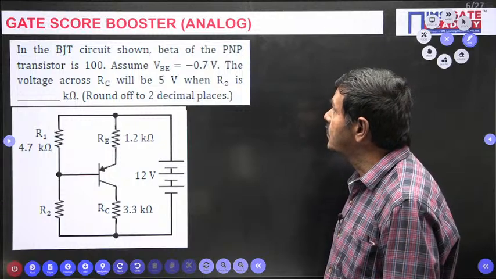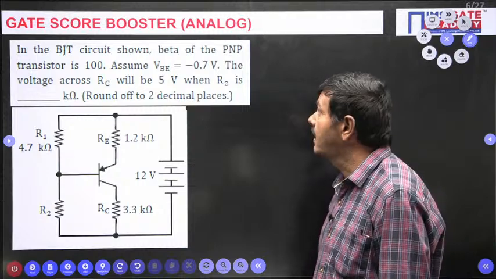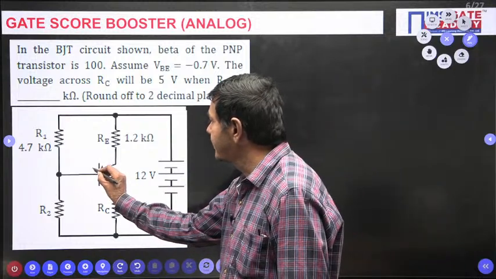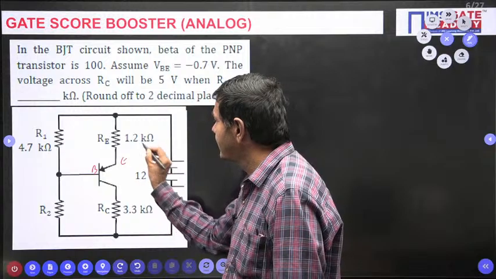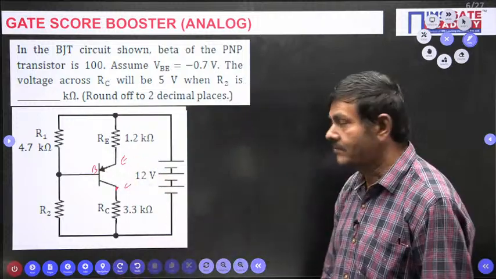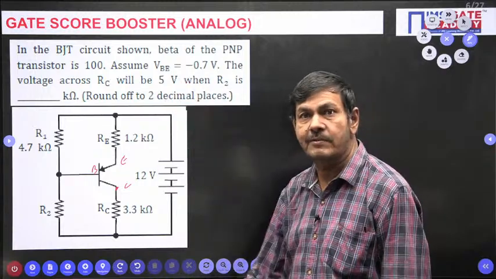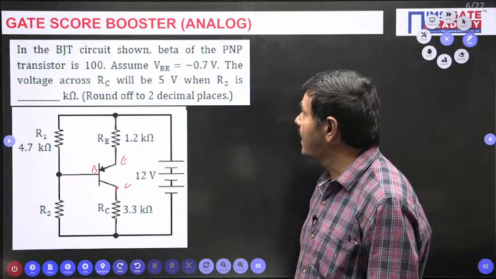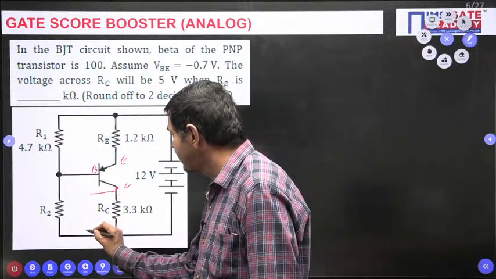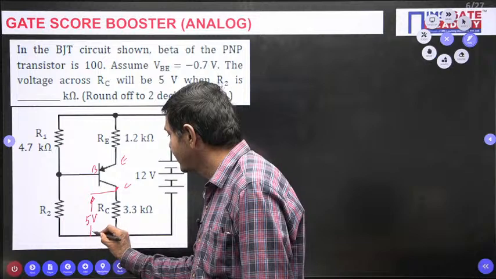In the BJT circuit shown, beta of the PNP transistor is 100. Beta is given as 100. Assume VBE, this is the base, this is the emitter, and this is the collector. VBE reverse is given here. The current direction is emitter to base, but the reverse is given: minus 0.7 volts. The voltage across RC will be 5 volts, as given here.